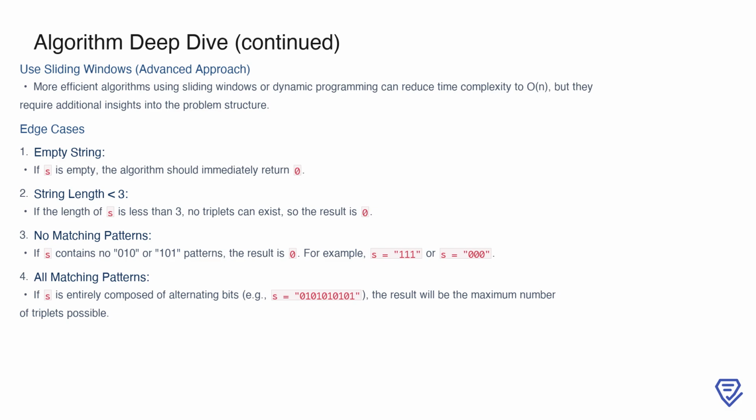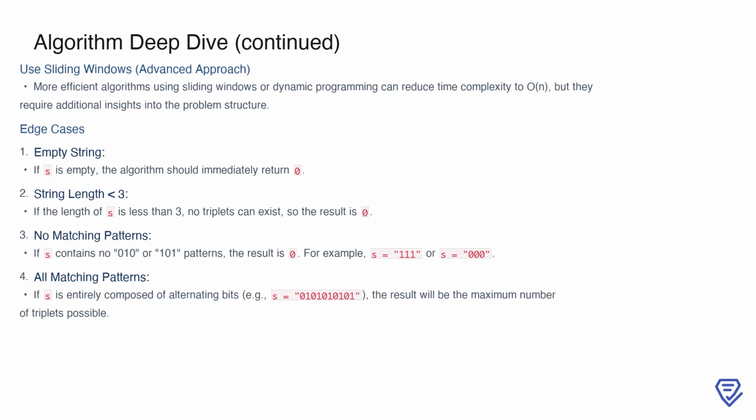It's also important to consider edge cases. For example, if the input string is empty or has fewer than 3 characters, the result should immediately be 0 since no triplets can exist. If the string contains no matching patterns, such as in s equals 111, the result remains 0.